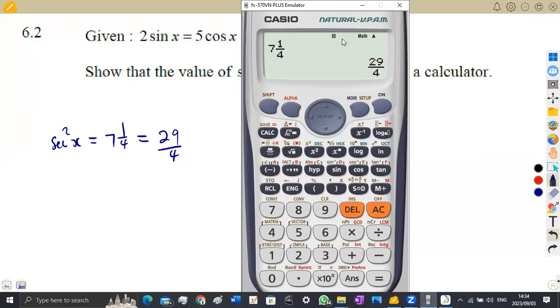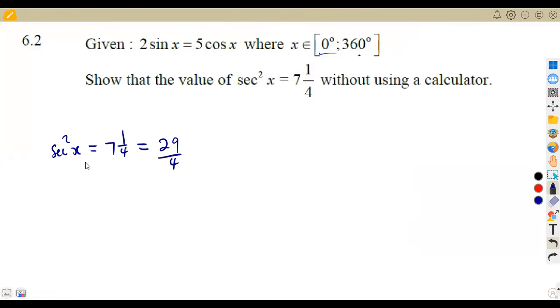So what does it actually mean from this concept? We are not solving. We are supposed to show that sec squared is supposed to give us something like this. If we check here, we are given that 2 sine of x is equal to 5 cosine of x, where we can obtain an identity for tan. Remember, I said you can divide by cos x both sides. By cos x both sides, we obtain sine over cos here.